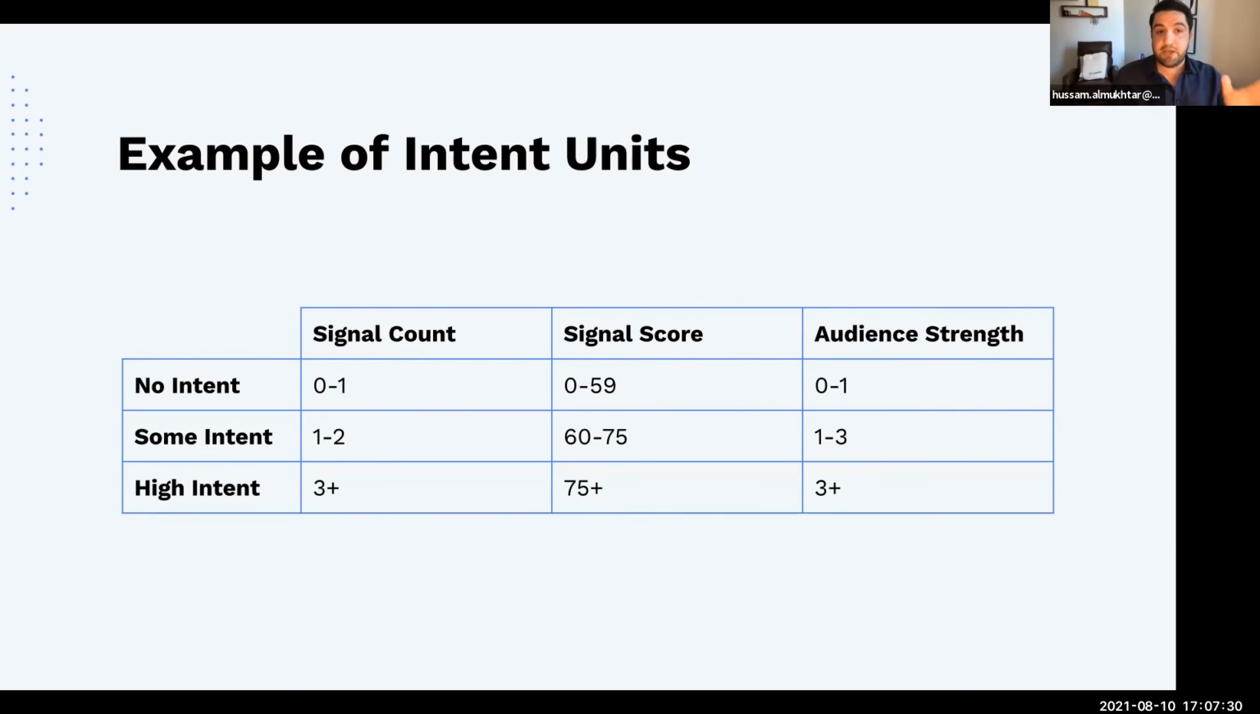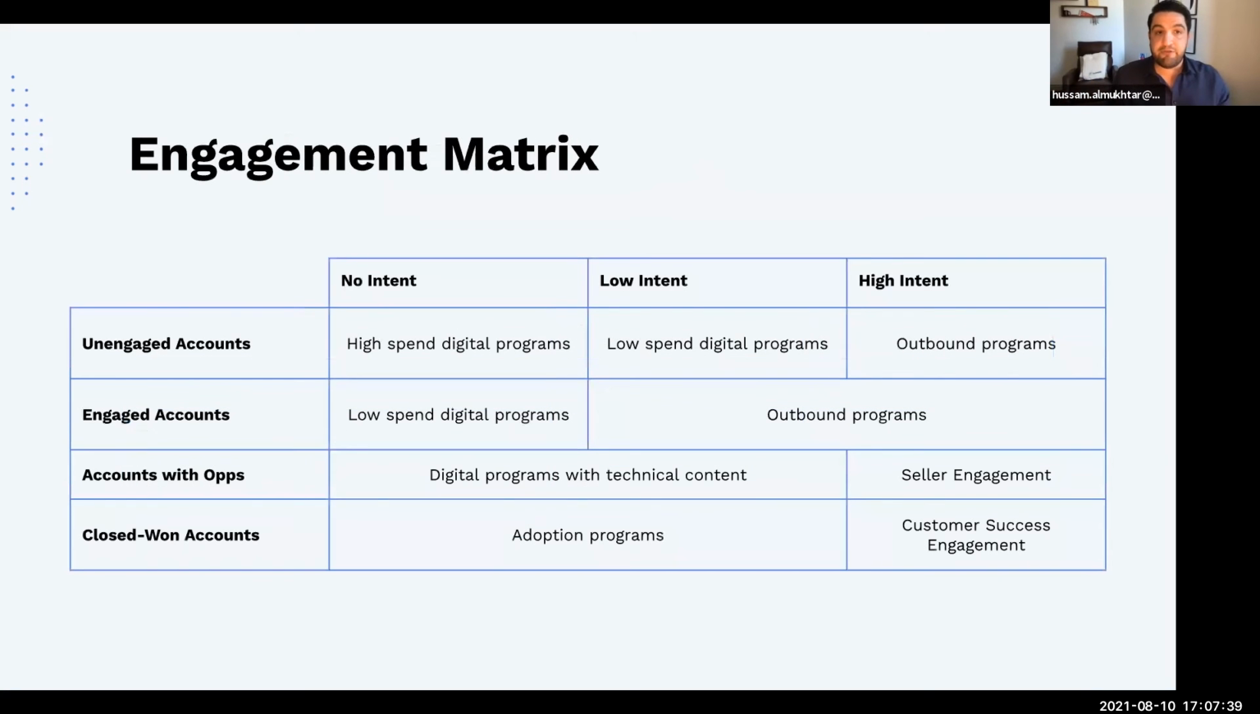So you can see now that I apply this unit and slice my set of accounts with it. It helps me then set up another view of engagement metrics that help me understand how to trigger my campaigns, what action to take next, and improve the performance of my campaigns. For example, unengaged accounts with no intent signals, that might tell me that, hey, Hussam, you might want to take a look at this cohort of accounts and put them in a high spend digital program. Try to generate that intent again.